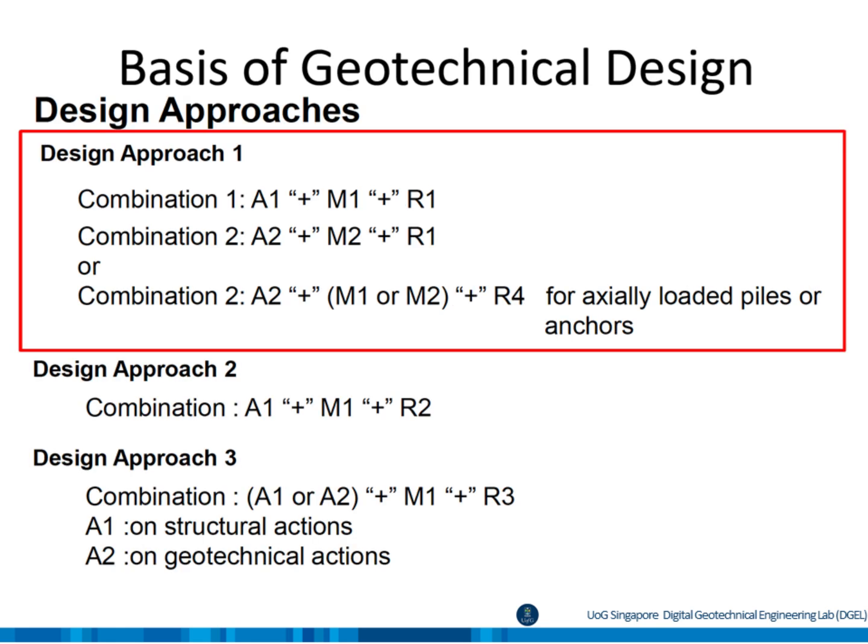Design Approach 1 is used for foundation design, and it consists of Combination 1 and Combination 2. In geotechnical design, we actually have 3 design approaches. But for foundations, we normally use Design Approach 1. If you look closely at each combination, it consists of actions, materials, and resistance. So we denote them as A, M, and R. The numbers that follow indicate different sets of partial factors applied to the characteristic action, material properties, and resistance to obtain design values. In simple terms, we increase the actions, and we may reduce the soil strength or resistance, depending on the combination, to ensure safety.